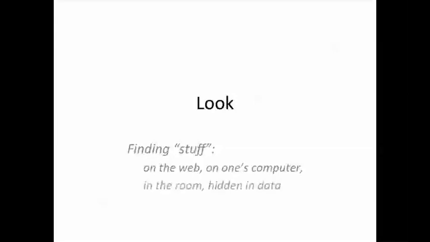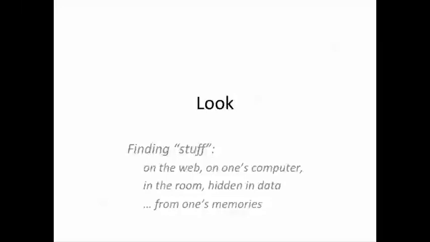Let's begin our exploration with the first element in our cycle of look, listen, learn, connect, predict, correct. Looking is about finding stuff. For example, finding stuff on the web, finding stuff on one's computer, or even finding stuff when one looks around a room, when one looks at some data to find patterns which may be hidden in that data, or even finding stuff when one tries to recall things from one's memory. So finding stuff is really essential to what we consider intelligent behavior.